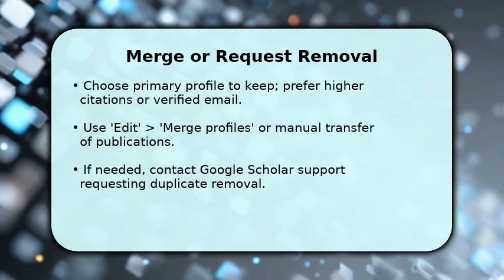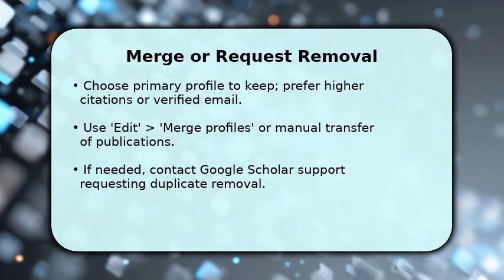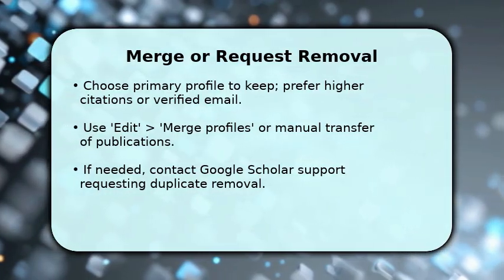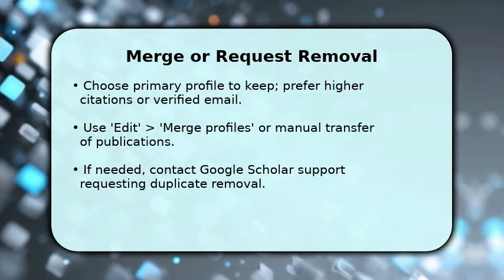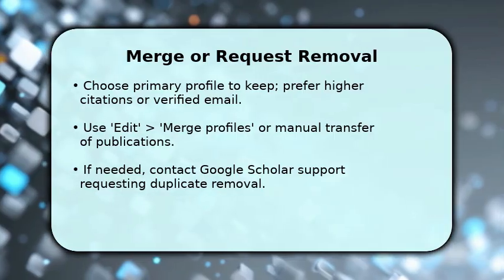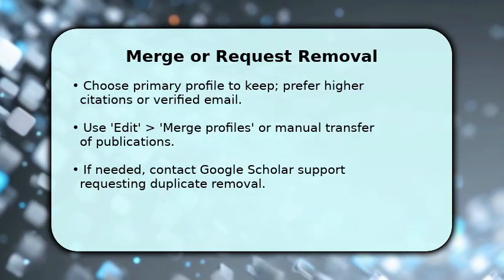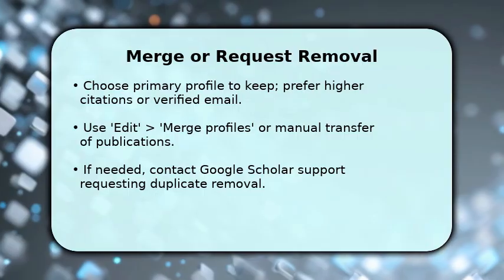You must decide which profile you want to keep. Pick the one with verified email, higher citation count, and correct affiliation. Once chosen, open the duplicate profile and transfer publications. Use Edit to add missing papers to the primary profile or select Merge if available.